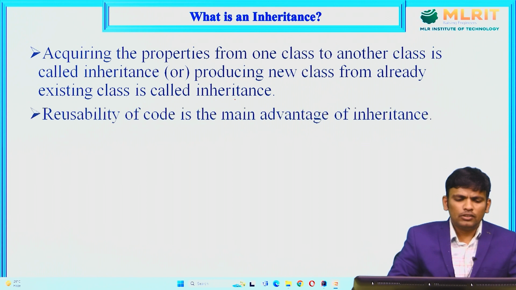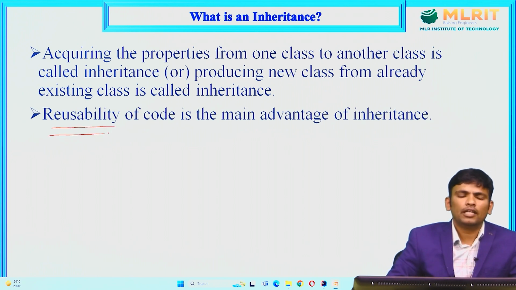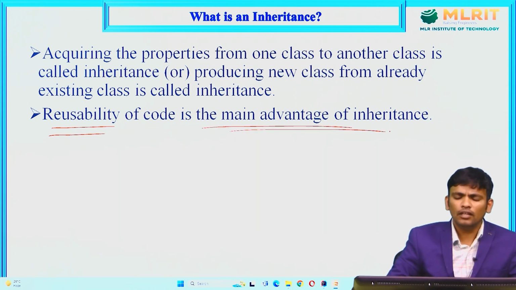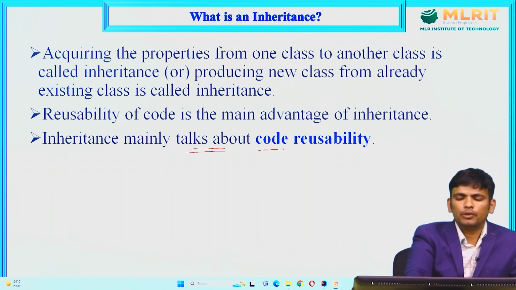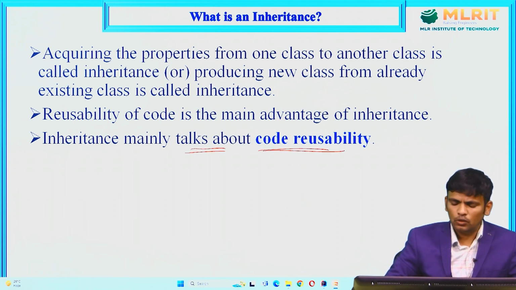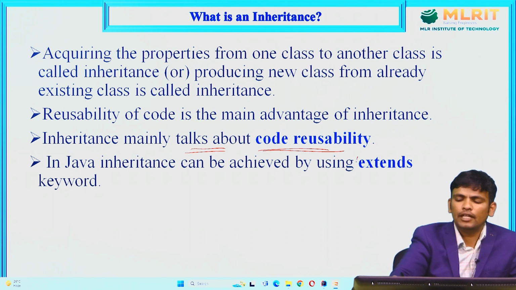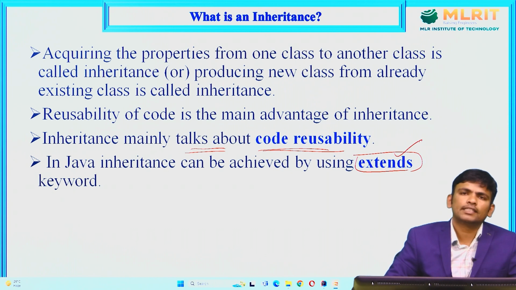So here, what is the main use of inheritance? Reusability. Reusability of code is the main advantage of using inheritance. The main intention of using inheritance is the code reusability. Inheritance mainly talks about code reusability. In Java, inheritance can be achieved by using the extends keyword. How can we achieve inheritance in Java? Compulsorily, we need to use the extends keyword. By using the extends keyword, you can make two classes in a parent and child relation.